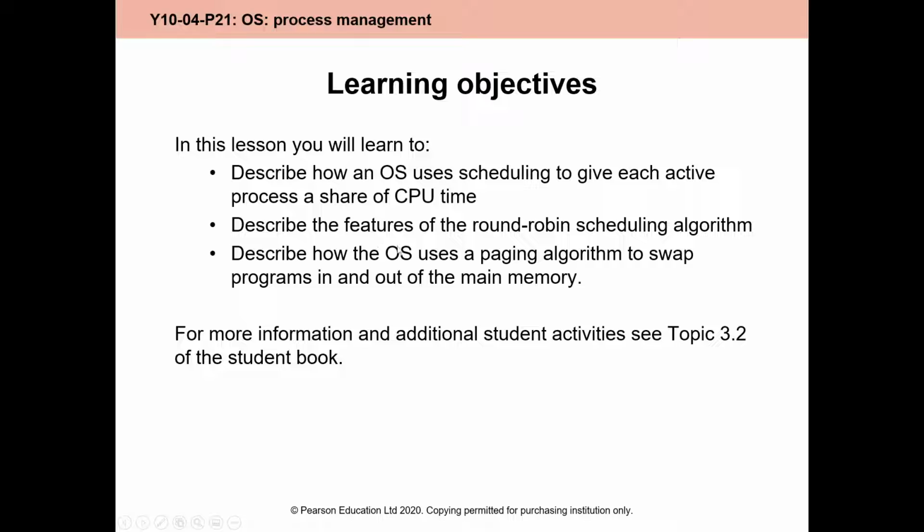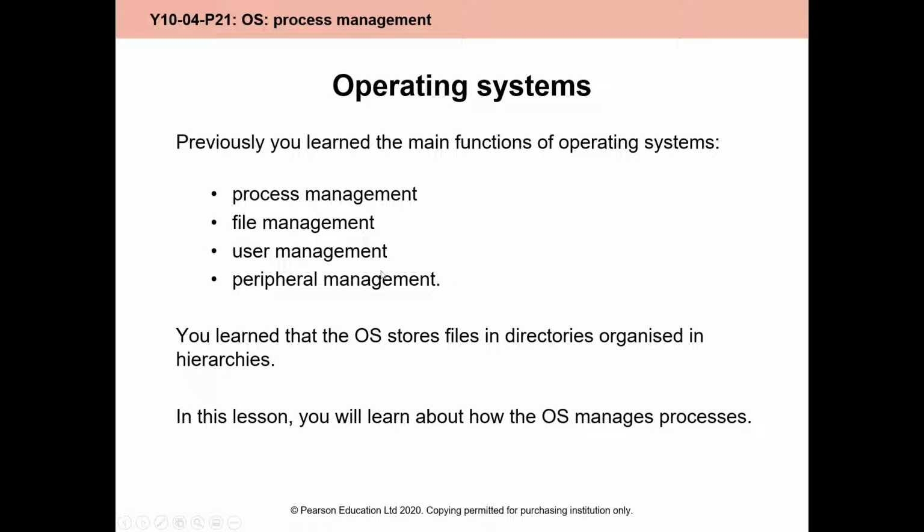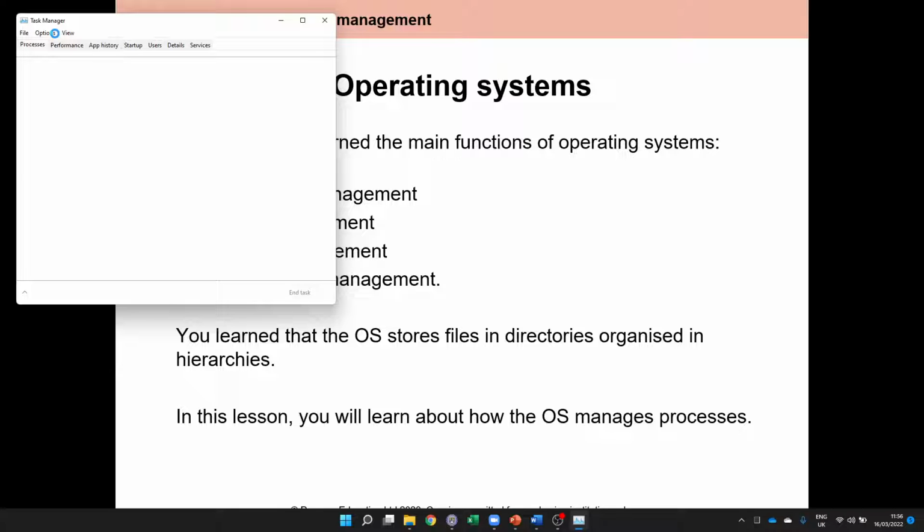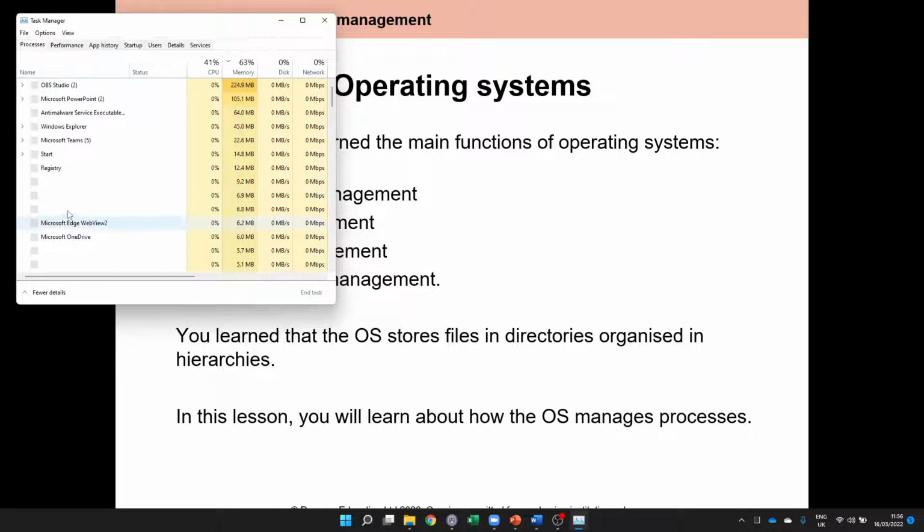Describe the features of round robin. So we're looking at different scheduling algorithms and what paging is and why it's necessary. So remember, let's put this in context of what an operating system does. It has to manage processes. What are processes? Well, Control-Shift-Escape won't work for you, but it'll bring up a task manager for you at home. And it's a list of all your processes.